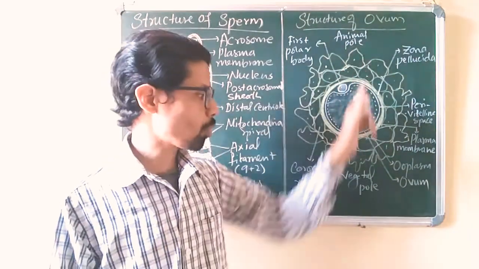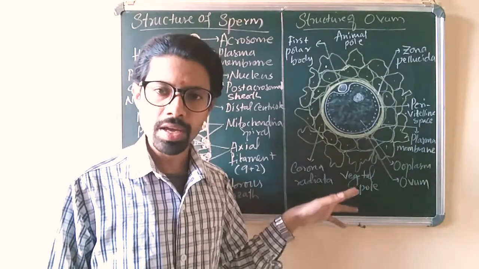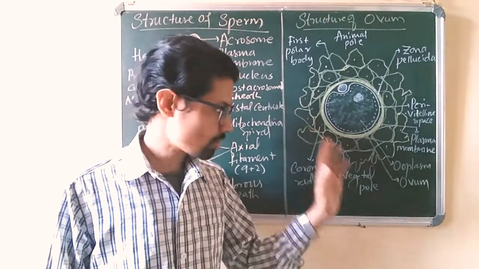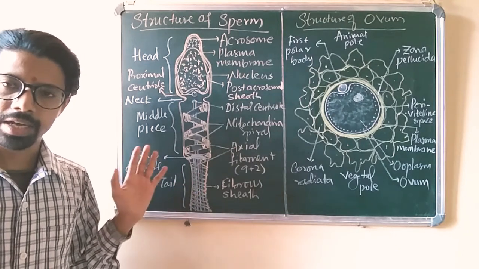Then you can divide the poles also. The upper pole is called the animal pole and the lower one is called the vegetal pole of the human egg. So this is the structure of the ovum. You can see the diagram. This is the structure of the sperm. You can see the diagram.